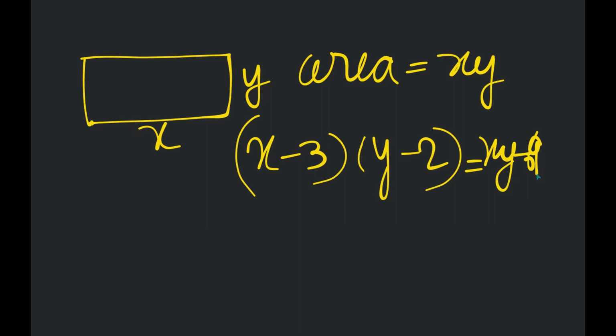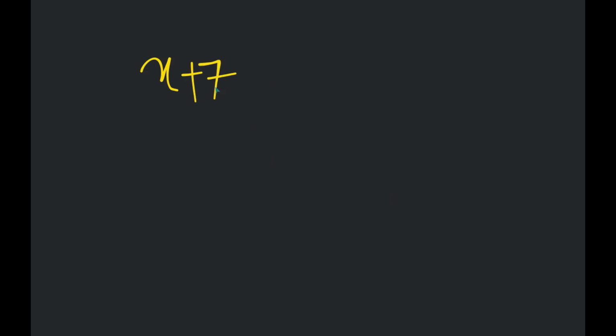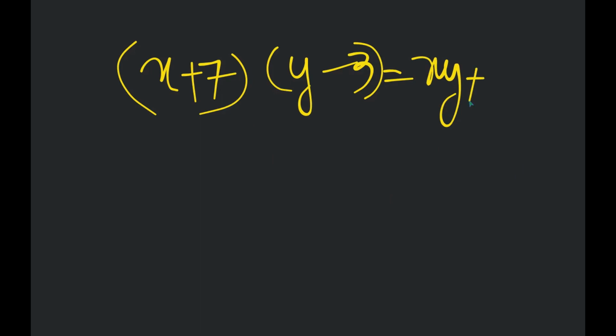No. Okay, now moving on to the next. It is saying that if we increase the length by 7 centimeters and decrease the breadth by 3, it will become x plus 7, right? And y minus 3. So it will increase the area by how much? The area will increase by 16, xy plus 16. Okay? So these are the two equations that we are getting. Now after this, what we have to do? We have to calculate the value of x and y. That's all we have to do.